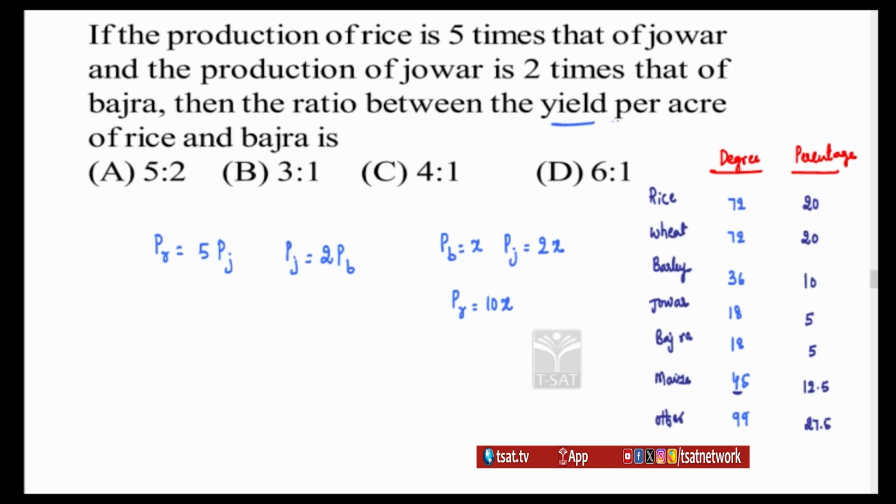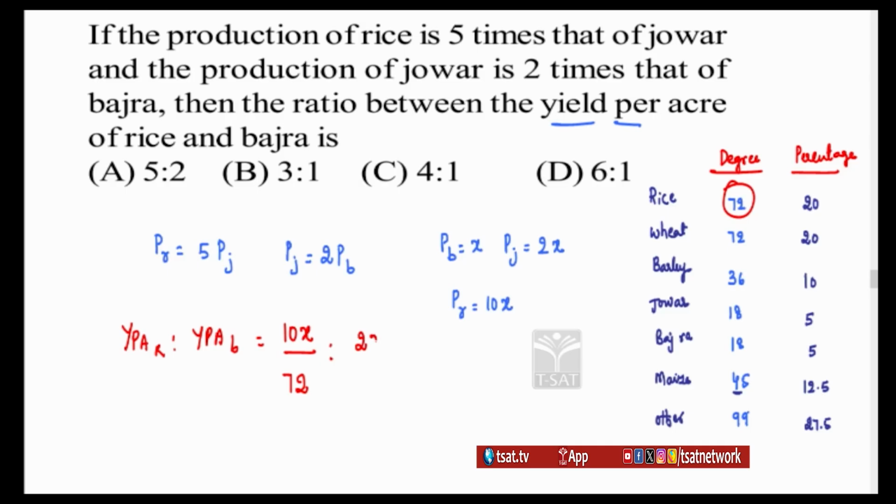Yield per acre means how much production is there divided by the number of acres. Now it is asking you yield per acre for rice. Yield per acre for rice is to yield per acre for bajra. How much rice production is there? 10x, rice produced by using how many degrees of land? 72 degrees of land. I am not converting it into acres, let it be, it is in the ratio, so no need of conversion there.